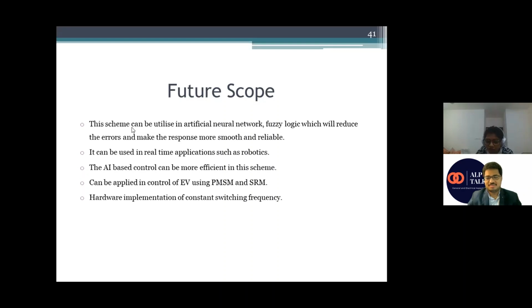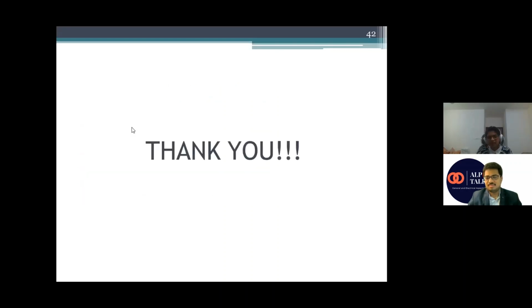If somehow I can implement a constant switching frequency in this method, then most of my problems will be solved, and it can be applied in electric vehicles using PMSM and SRM. An AI-based controller will be more efficient than the PI controller that we are using. So these are some future scopes. Thank you for listening.